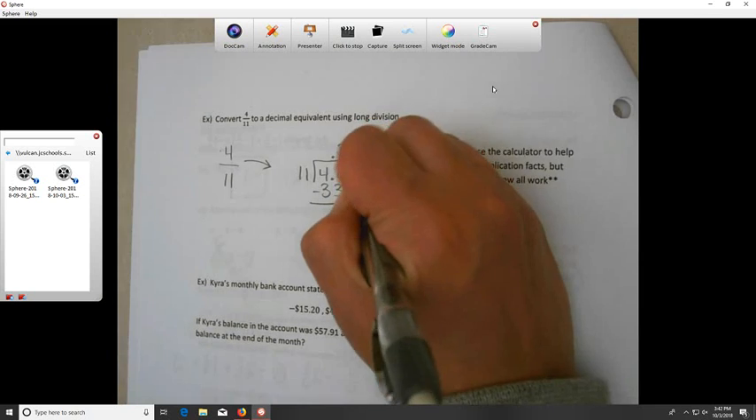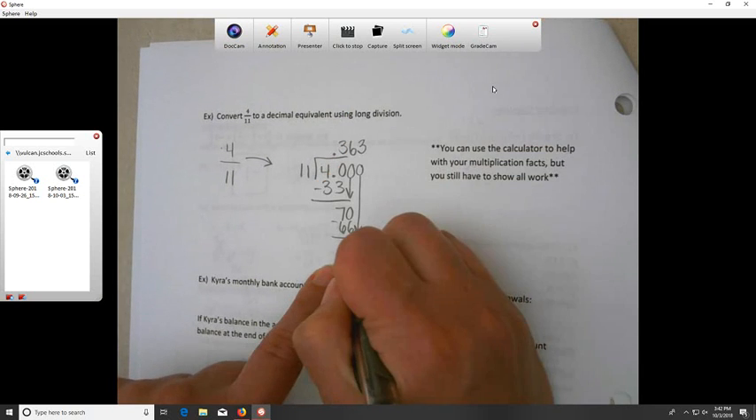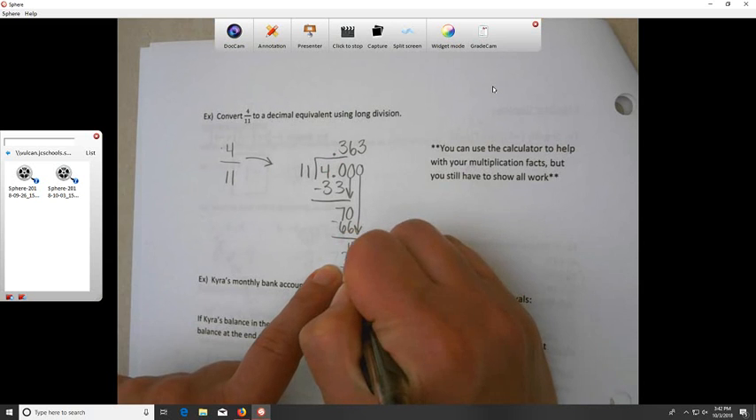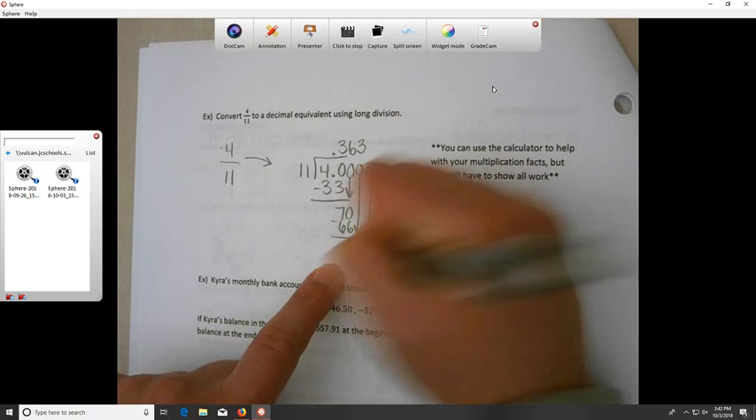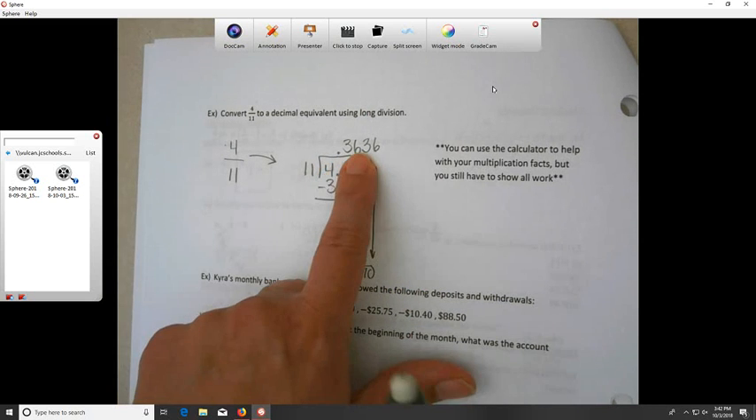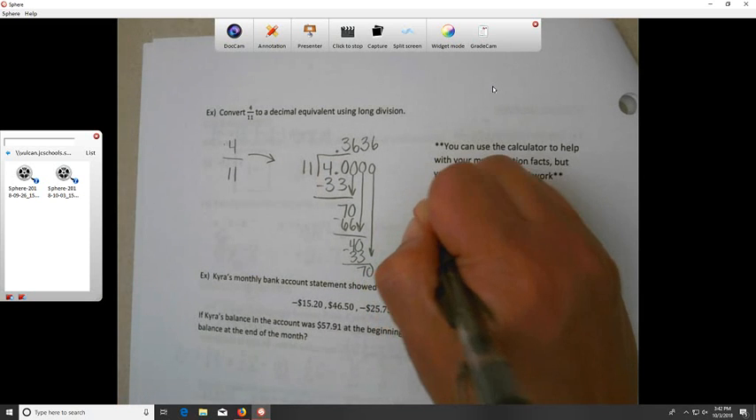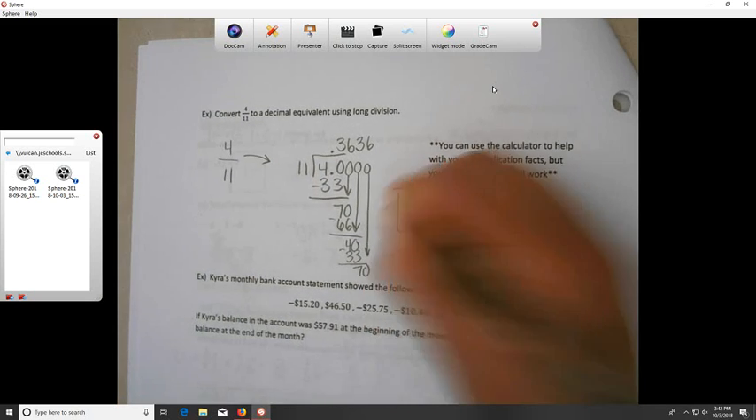So I'm going to bring down another 0. 11 can go into 40 3 times, which we said was 33. Subtract, you get 7, and bring down a 0, and then 11 can go into 70 6 times. Now I've established that I have a repeating pattern, so 0.36, 36. So I'm going to go ahead and say my answer is 0.36 repeating.